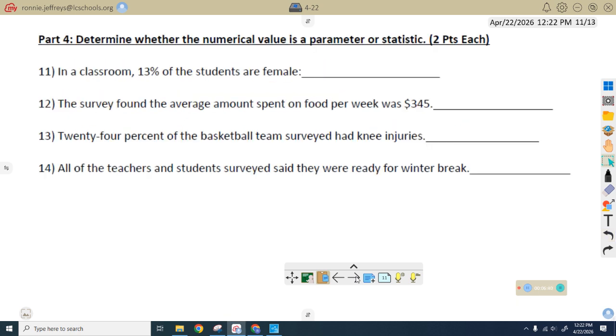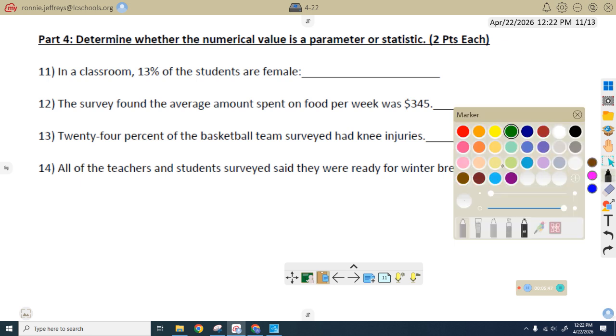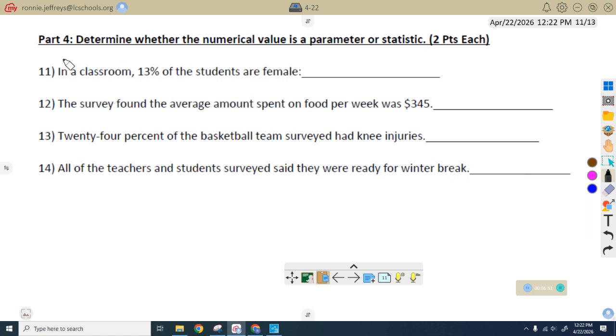I think there's only 2 of these. All right. So this is in a classroom. Classroom would be the big. All right. 13% of the class are female. This would be the small, and when it's describing the small, it's a statistic.